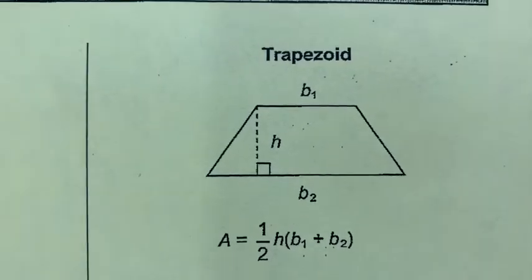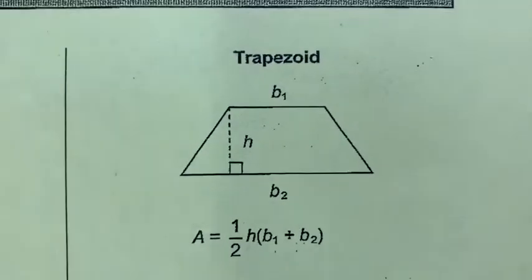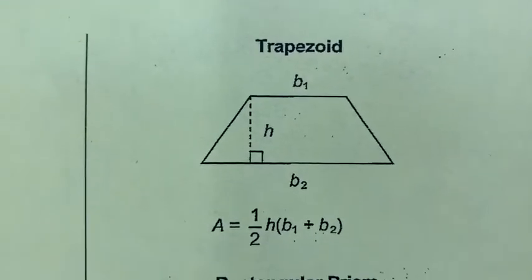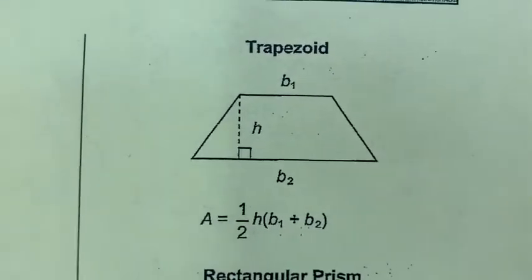So there's a lot of things on there. We got a B1, we got a B2, we got a height. So we have two bases that are two different lengths, and we have a ghost height. And then we also have the half there. So let's take a look at why this is and what it means.